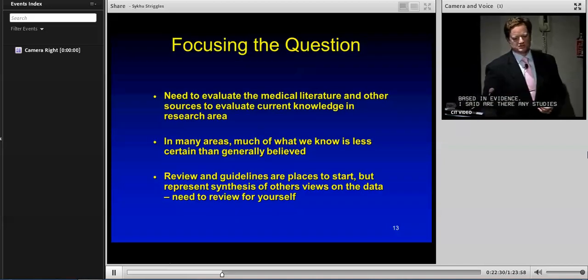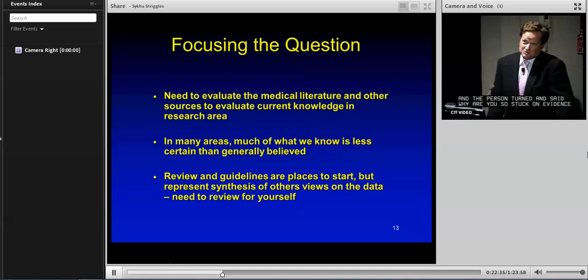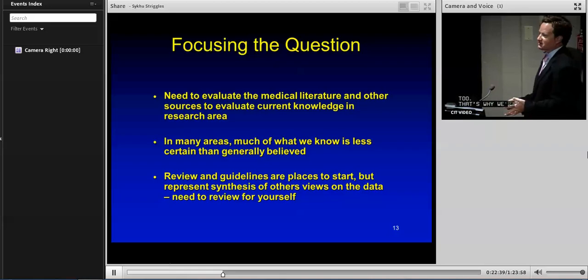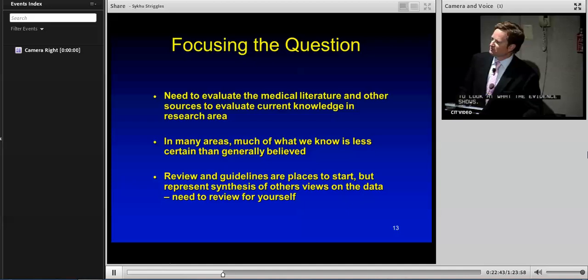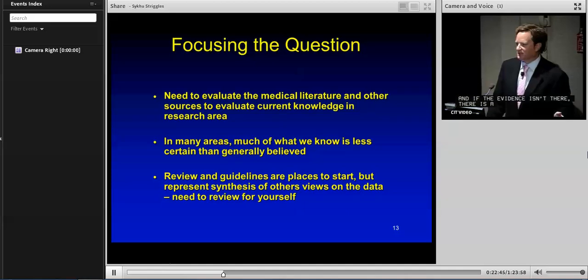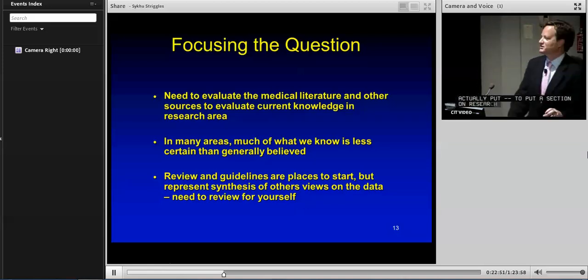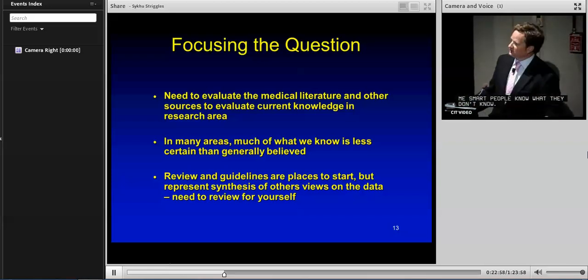And the person turned to me and said, why are you so stuck on evidence-based medicine? I said, well, I thought you would be too. That's why we're here at this treatment guideline committee, to actually look at what the evidence actually shows. And if the evidence isn't there, there's a move now among people writing treatment guidelines to put in a section on research gaps. My grandmother used to tell me, smart people know what they don't know, meaning you understand where there are gaps in what we actually know.